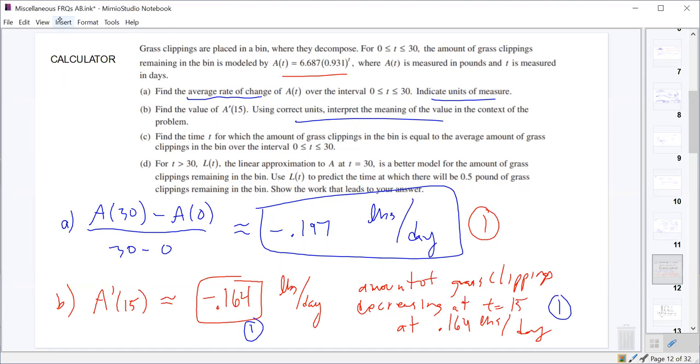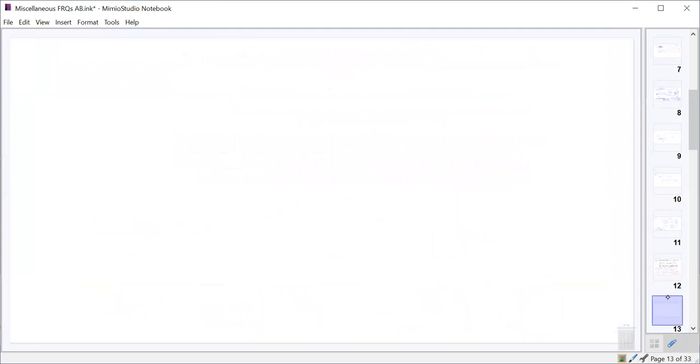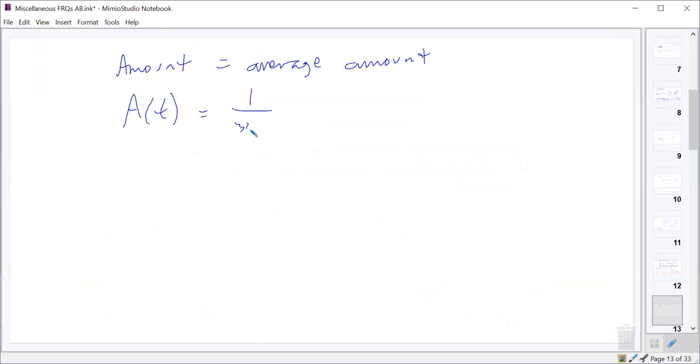All right, part C. Find the time for which the amount of grass clippings in the bin is equal to the average amount of grass clippings in the bin between 0 and 30. So we want the amount to equal the average amount. Well, what's the amount of grass clippings in the bin at any time? The total amount in the bin is A of T. So we want A of T to equal the average amount in the bin. Well, what's the average of a continuous function? It's 1 over b minus a times the integral from a to b of that function.